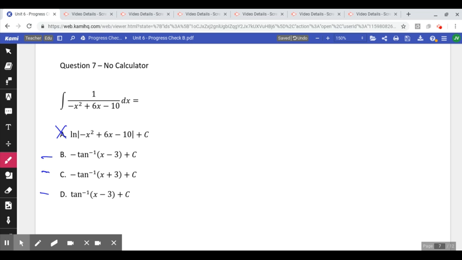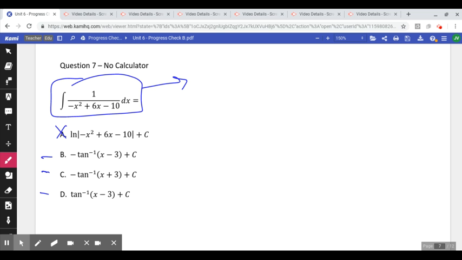If you wanted to, for B, C, and D, you could just take the derivative of each one of those and see if you wind up with the integrand. However, what I'm going to do now is take you through a process where, if you didn't know how to do that, or maybe this was a free response, then you could actually figure this out using just this piece right here.